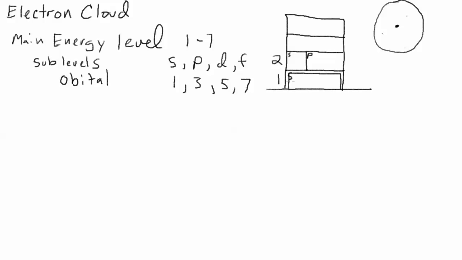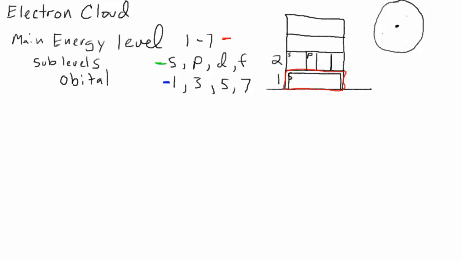This was an S apartment. And S apartments only have one room, so we don't need to divide that up anymore. But P apartments have 3 rooms. So it would be like the P apartment would have 1, 2, 3 rooms inside of it. And those would be where the orbitals are. And this is kind of how it gets subdivided up. Now, just to make it a little bit easier, let's color code that. We'll make main energy levels red, and we'll make the sublevels green, and we'll make the orbitals blue.